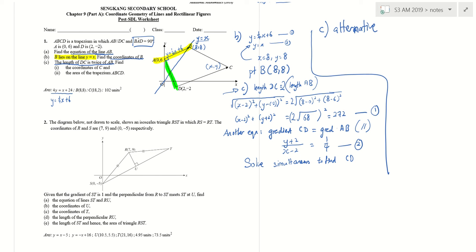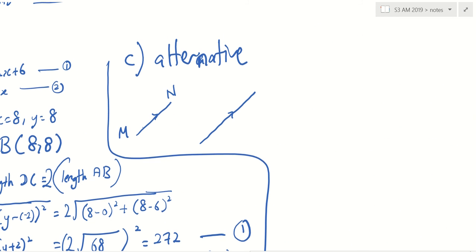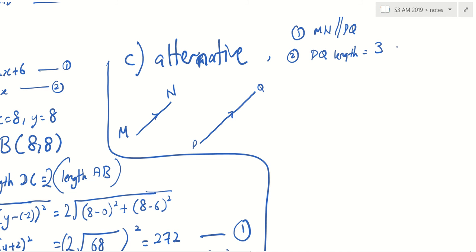Now, in C alternate, I need you to understand the theory first. Can I zoom in and write down the theory first? Can you help me draw a line called MN? Sorry, I use different letters so you're not confused. M and N is parallel to PQ. Two pieces of information: number one, MN is parallel to PQ. Number two, PQ length, let's give it some big numbers, is 3 times MN length.